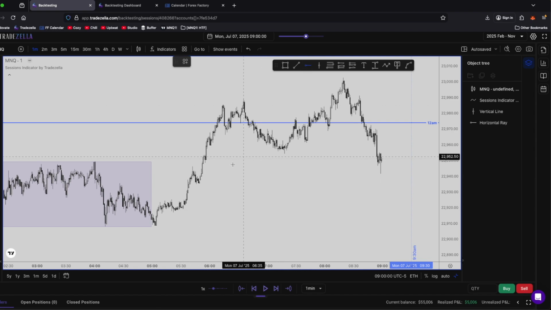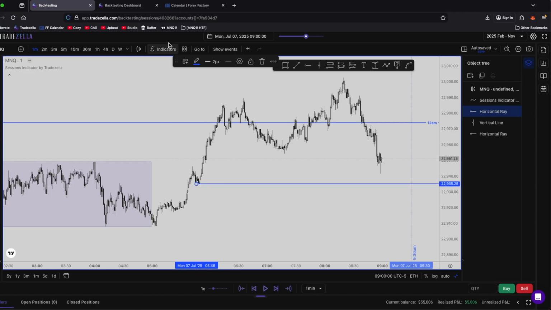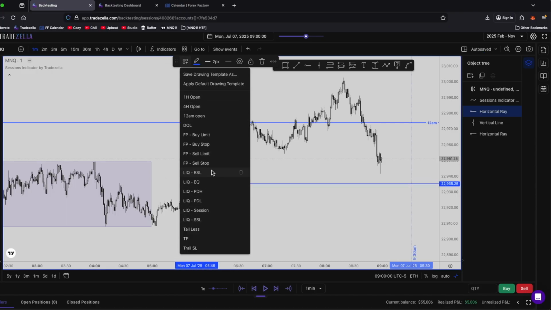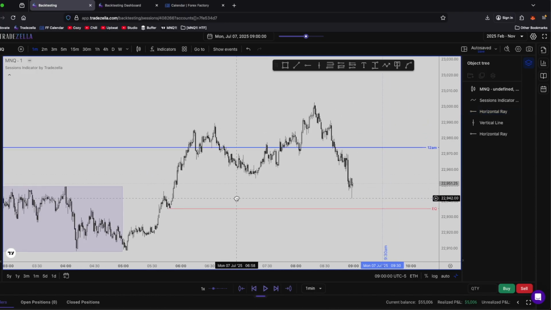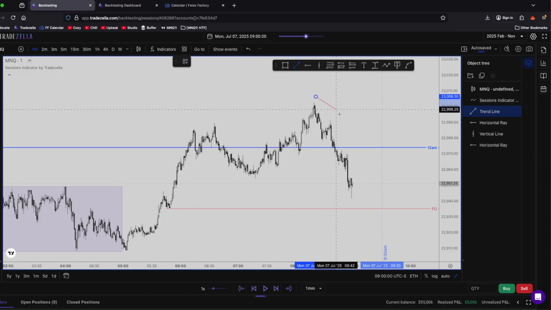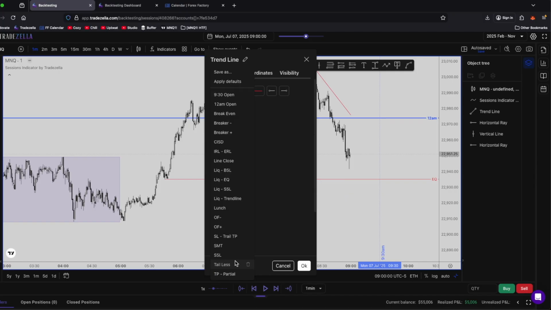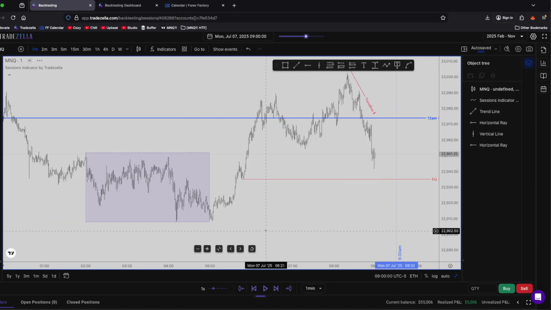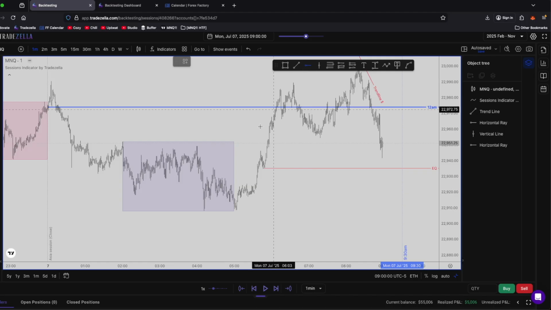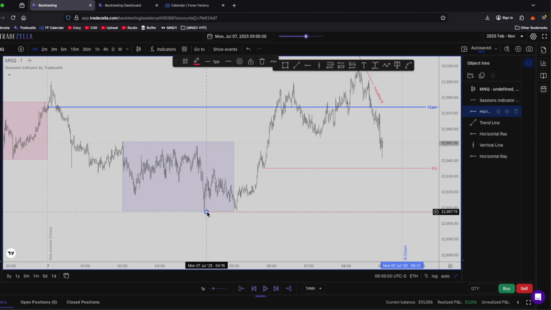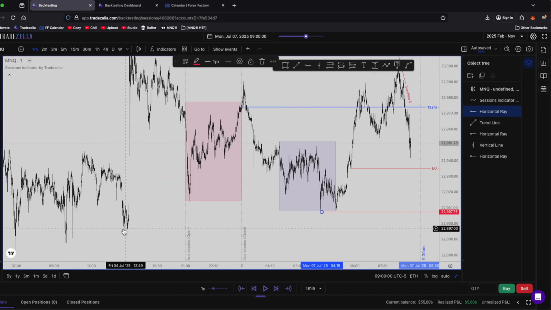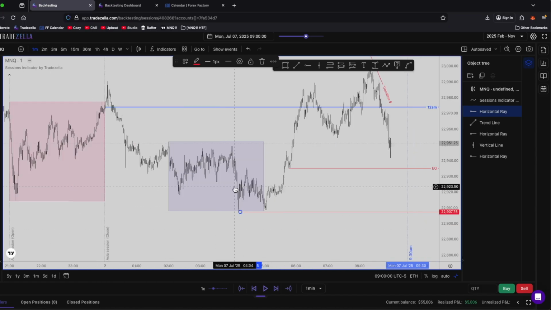So we do have some of these minor relative equal lows. We do have a little bit of trend line liquidity up there. And then more equal lows at London low. Lots of equal lows below.